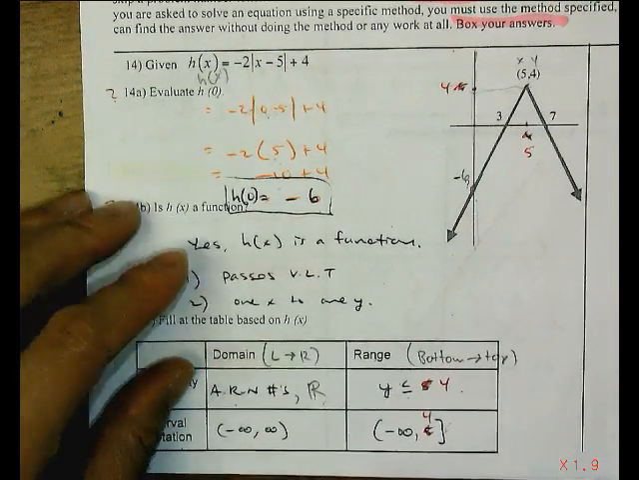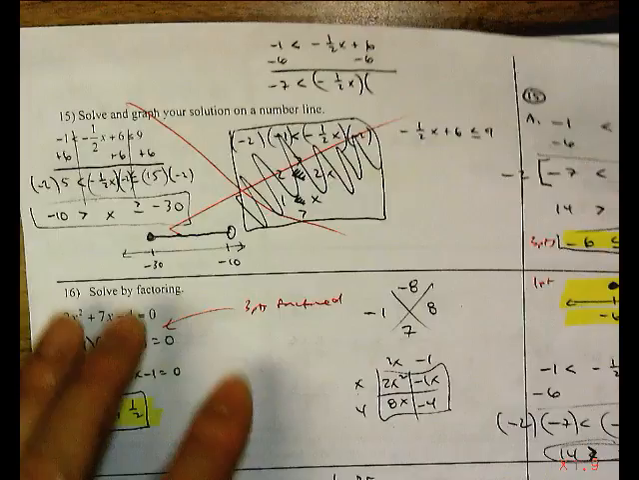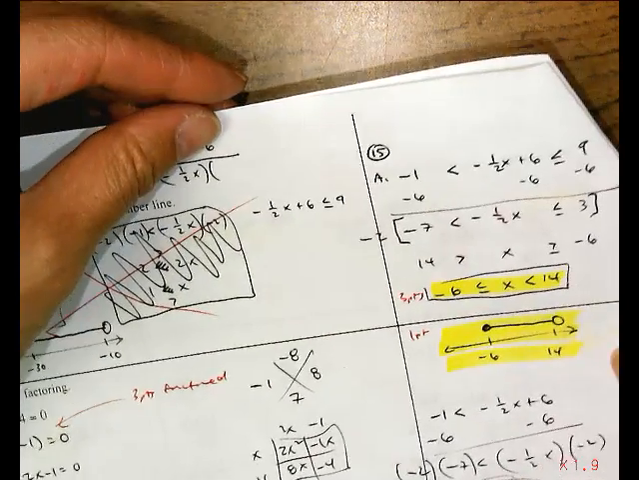It's a bracket because you include 4. Page 3 is 16 points. Page 4. You were given this problem here. It says solve and graph your solution on a number line.